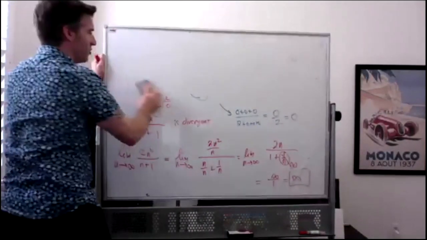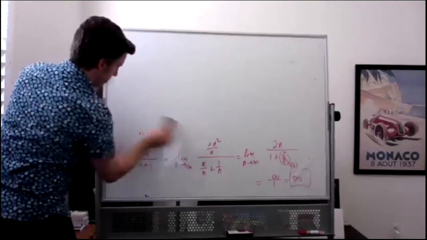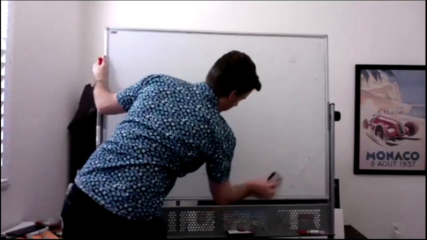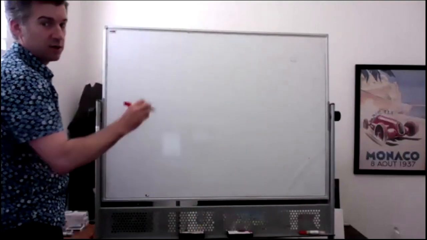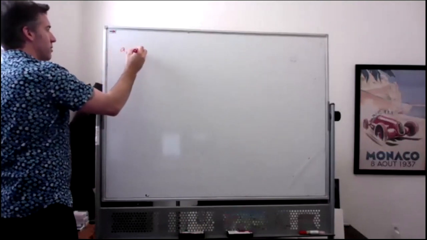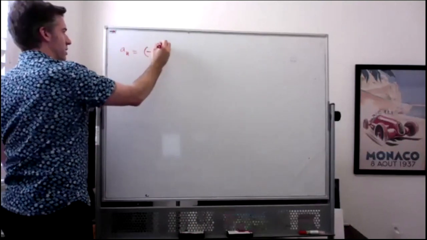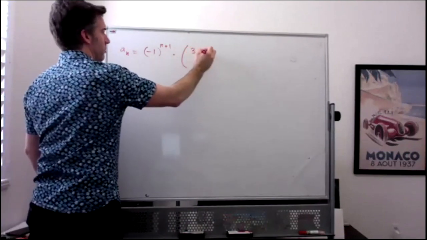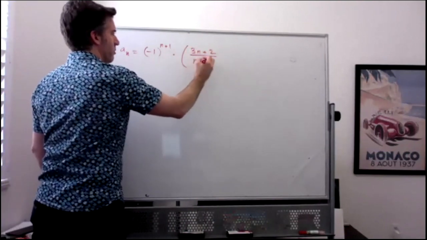We also have alternating sequences. So sometimes you'll see a sequence and they'll throw in a -1 to a power in front of it. Like, for example, the sequence a sub n equal to -1 to the n plus 1 times 3n plus 2 over n plus 1.